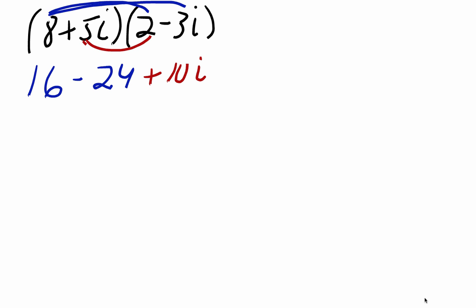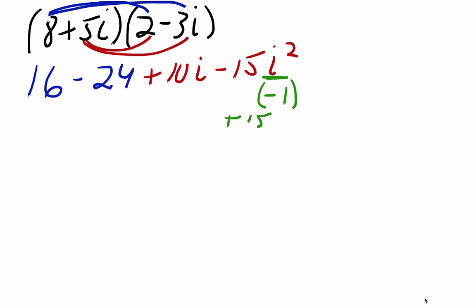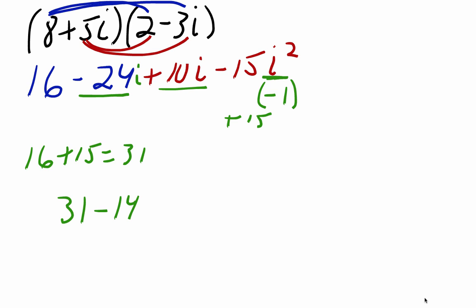So we have plus 10i, and then that times that would be negative 15i squared, because i times i is i squared. Alright, so now we know that i squared is negative 1. So really now we have negative 15 times negative 1, and negative 15 times negative 1 is positive 15. So now we have 16 plus the 15, which is 31. Then we have the negative 24i, whoops, forgot to put the i in there, and the 10i, and that's going to be negative 14i. So we have 31 minus 14i.